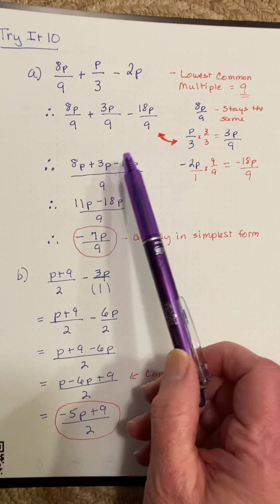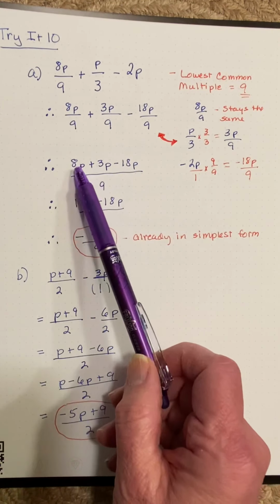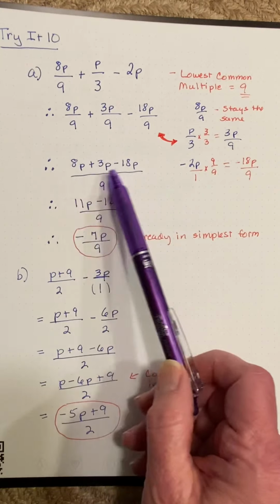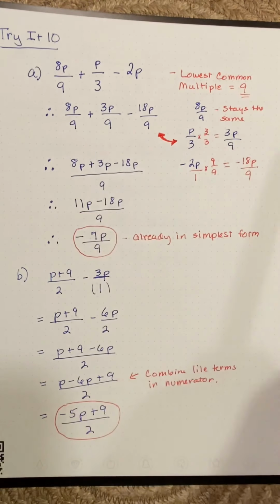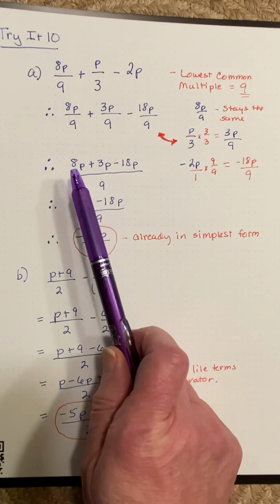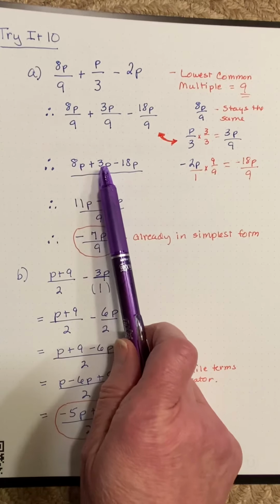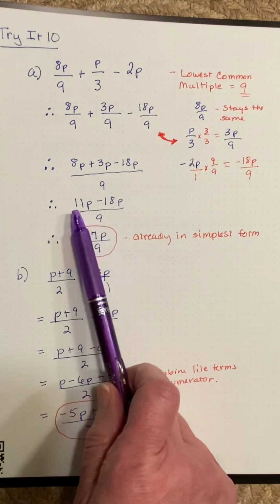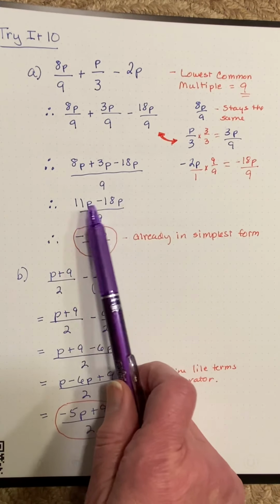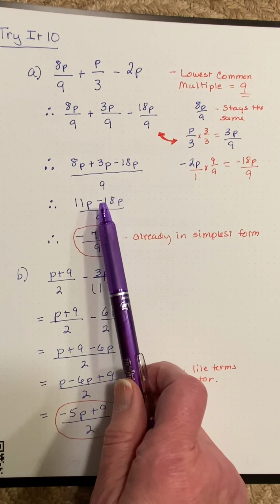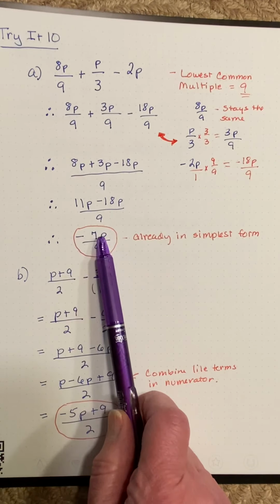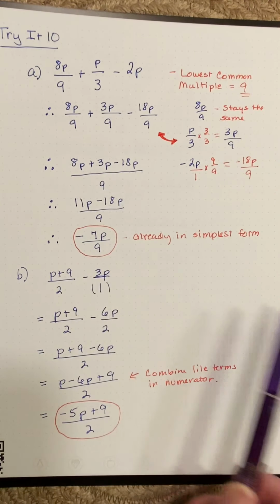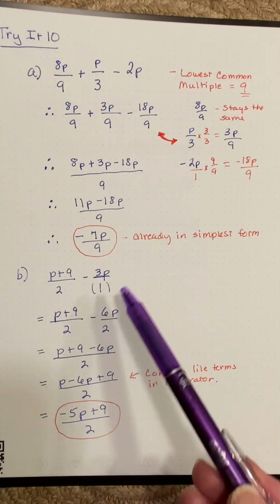They are all variables with the same letter P. So I can just go from left to right and combine all of them because they are all the same. They are combinable. So I do the first two first. 8p plus 3p is 11p minus 18p. Again, using my order of operations and my rules of positive and negatives, I end up with a negative 7p over 9. I cannot make that any simpler.